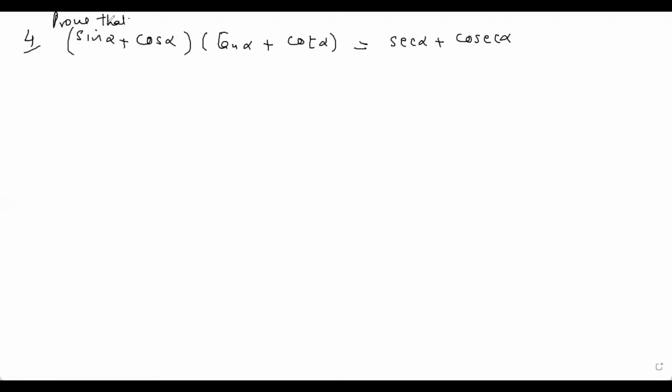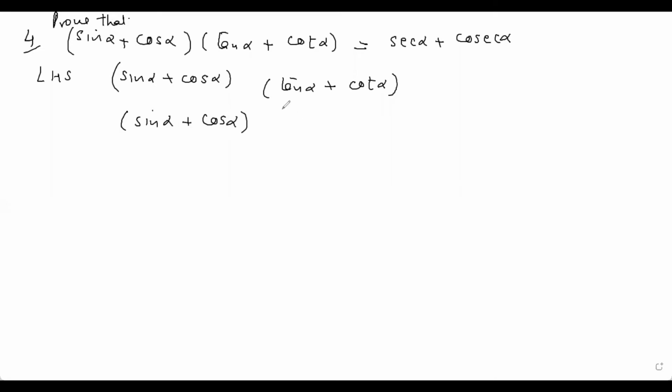Now this is the fourth sum. Now this sum is prove that sin alpha plus cos alpha in one bracket, tan alpha plus cot alpha in second bracket is equal to sec alpha plus cosec alpha. Now start with the left hand side. Now in first bracket it is sin alpha plus cos alpha. Now change tan alpha to sin alpha upon cos alpha plus cos alpha upon sin alpha. Change tan alpha to sin alpha by cos alpha plus cot alpha to cos alpha by sin alpha.